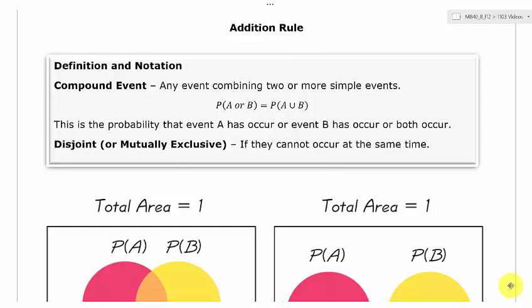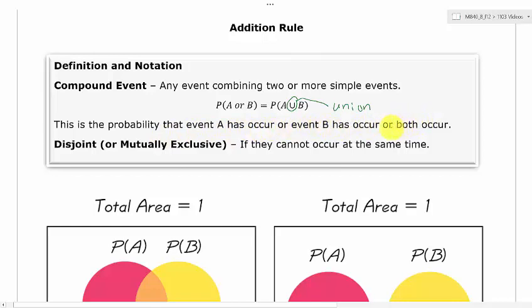And whenever we're using the word or, it means the probability that A is happening or the probability of B is happening, or they could both be happening at the same time. So that's what or means. The notation that we use for or is this symbol. It looks like a big capital U, and it's the union symbol. It means that we're joining these two events together. So this is the probability that event A has occurred or event B has occurred, or again, both of them have occurred.